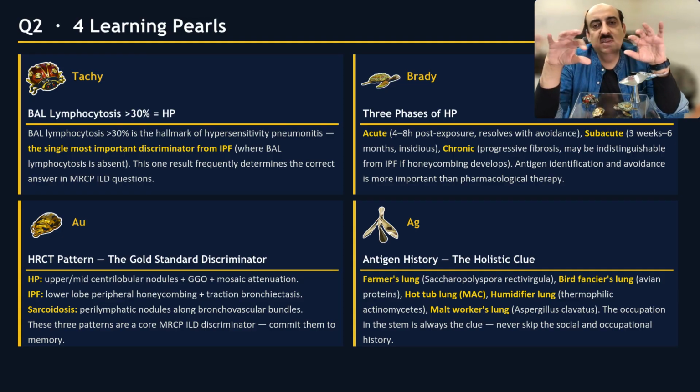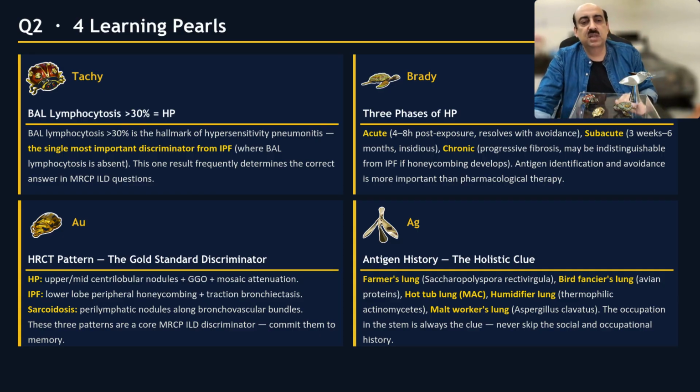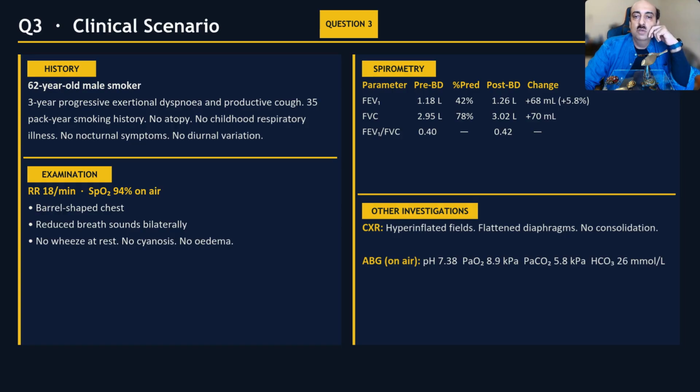Again, whenever there is a diagnostic clue towards the occupation, you can link it with the stem of the question, and that's a really important point. Question 3, history. A 62-year-old male smoker presents with a 3-year progressive exertional dyspnea and productive cough. History of 35 pack years smoking, no atopy, no childhood respiratory illness, no nocturnal symptoms, and no diurnal variation of his presentation.